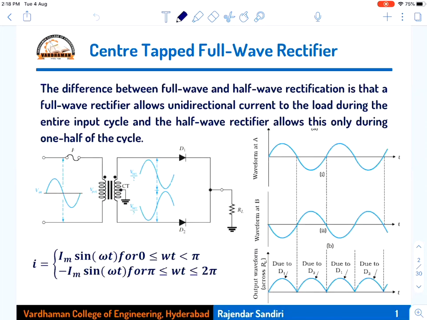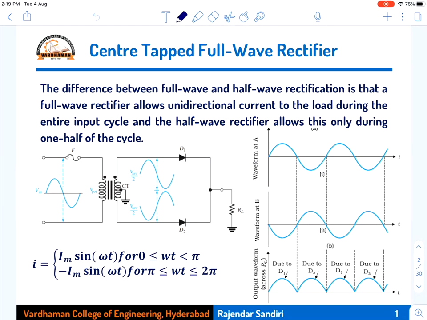Okay. So first we'll go with the center tapped full wave rectifier. The difference between full wave and half wave rectification is that a full wave rectifier allows unidirectional current to the load during the entire input cycle. So if you see the half wave rectifier, for the full cycle, you will be getting only half cycle of the output. That means the current will flow for only half cycle of the input. Whereas in this full wave rectifier, it allows that current to flow across the load during the entire input cycle, and half wave rectifier will be allowing only during one half of the cycle. So that is the difference between the full wave rectifier and the half wave rectifier.